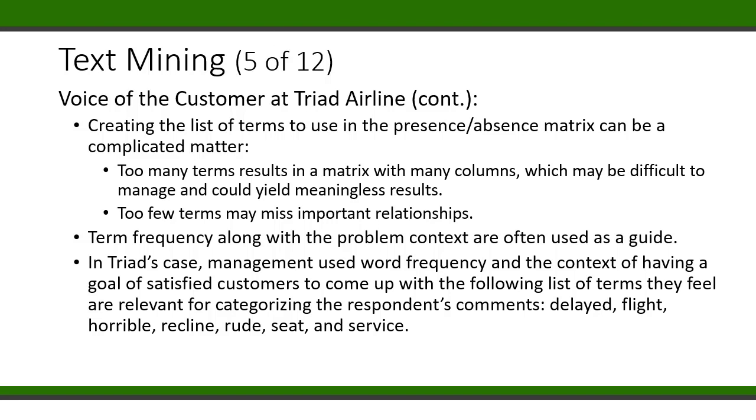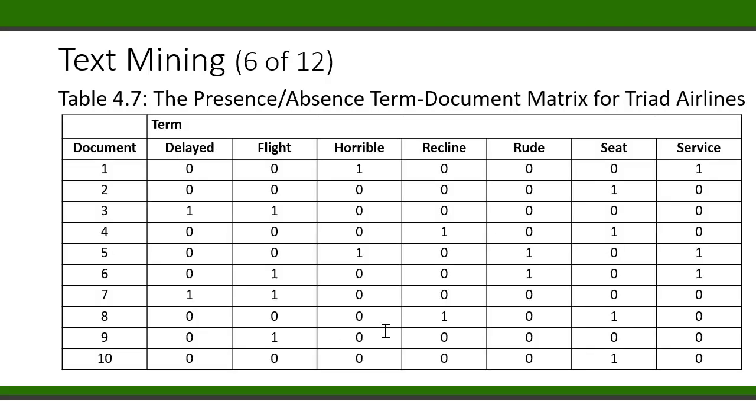So in our example, when they looked at this Triad airline data, certain words that showed up a lot were delayed, flight, horrible, recline, rude, seat, and service. So when you convert that into a matrix, you might have, okay, from the first respondent or document, how many times were those certain words mentioned? Or were they mentioned at all? So it doesn't matter how many times, it matters whether they're mentioned at all.